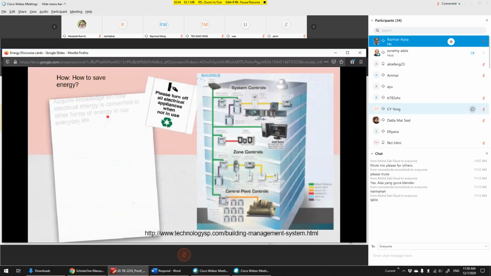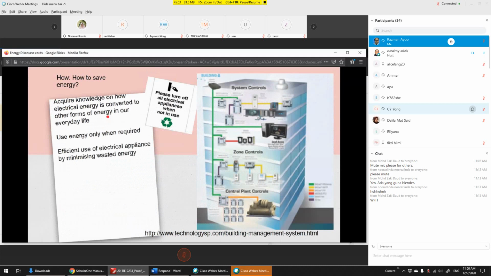So how to save energy? Ingat, we have to acquire knowledge. Then use energy only when required. And efficient use of electrical appliances by minimizing the wasted energy. Motivation to reduce energy wasted during electrical appliance usage. We need to have the motivation. Think of our grandchildren and our great grandchildren and so on. Think about the future. Audit energy usage. Right? How much energy you use per month? You need to take note of that.